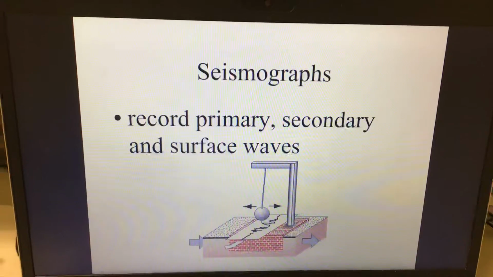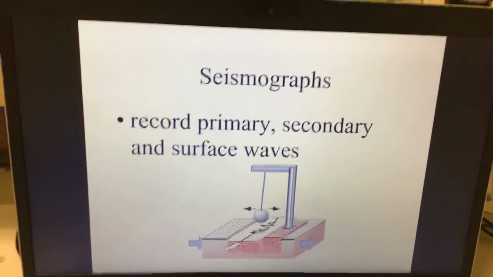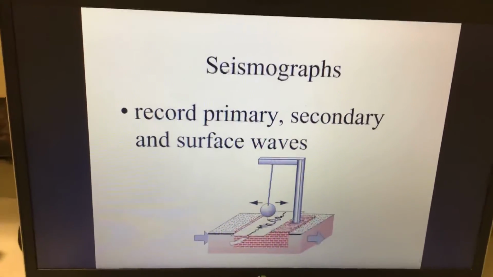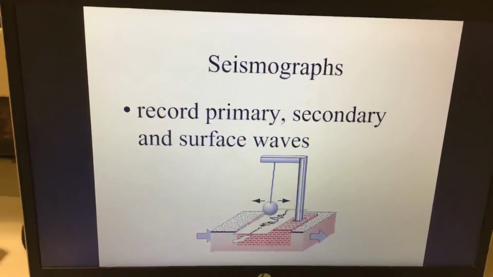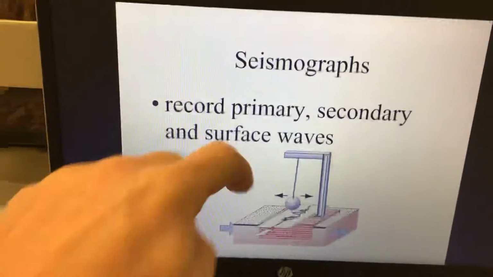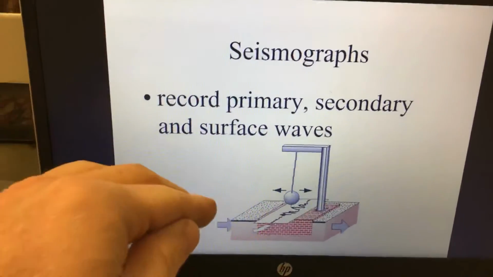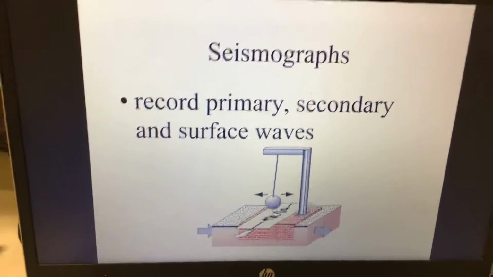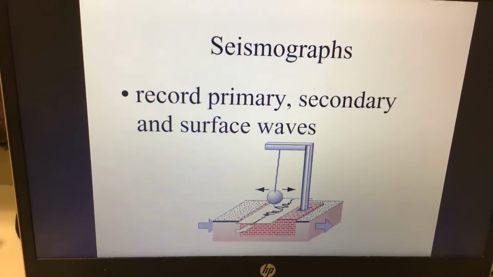Seismographs record waves: primary, secondary, and surface waves. Basically, that's a very simplified picture, but we have a pen hanging, and if nothing is happening, it's going to leave a straight line. If it gets bumped, then it's going to move in different directions, and the bigger the lines it makes, the stronger the waves are.